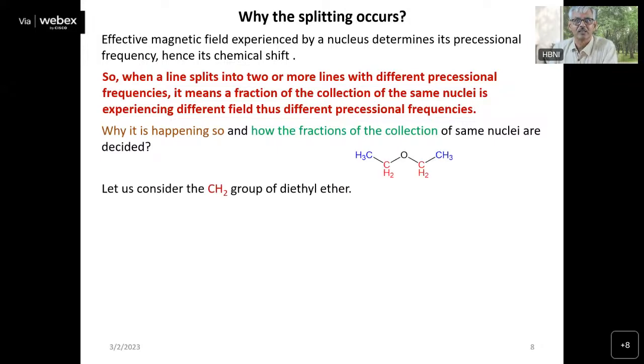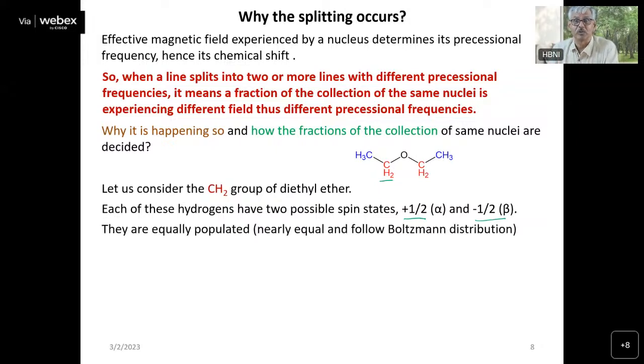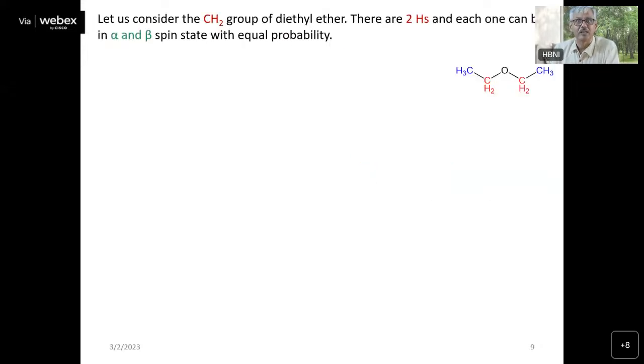Now let us consider diethyl ether, the CH2 group of diethyl ether, and each of these hydrogens. Each of these hydrogens can be in the alpha state or in the beta state. So each hydrogen has two spin states, alpha and beta, and they are equally populated, because if you consider the magnetic field, their population difference is very small. Although we are getting NMR spectra due to their small difference, you can tell them nearly equal, in the ppm range. So we can say that these two are equally populated, and we know that they have the same precessional frequency, hence the same chemical shift. Okay.